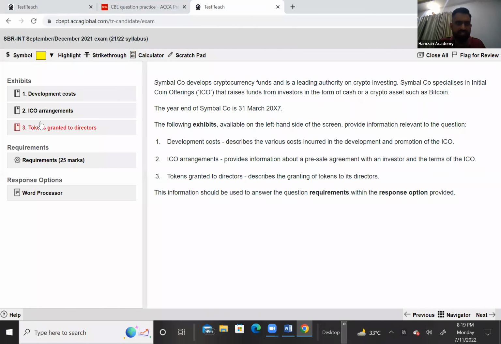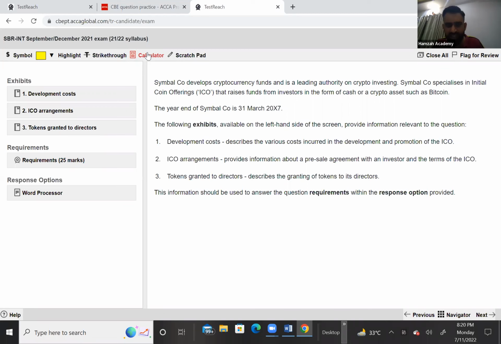So scratch pad, highlights, but these are not used by the students. If you're sitting in the exam, your focus is only on the question and the requirements.